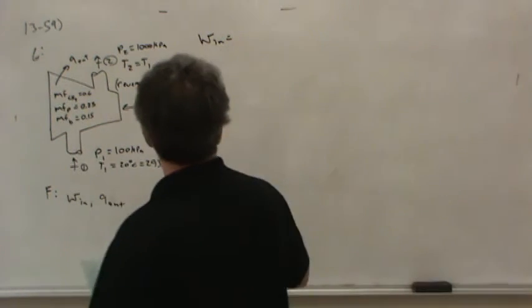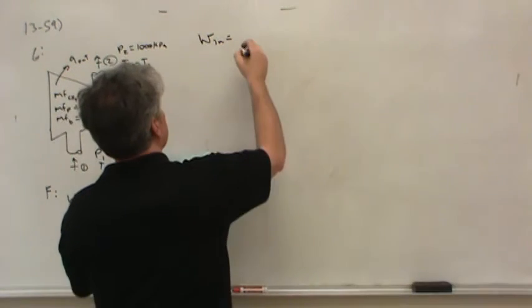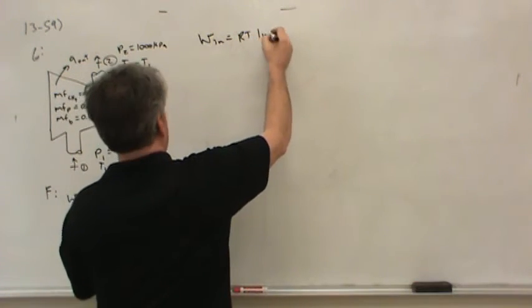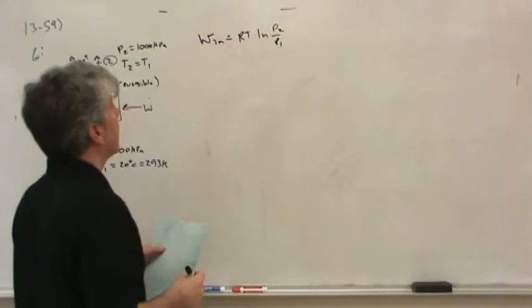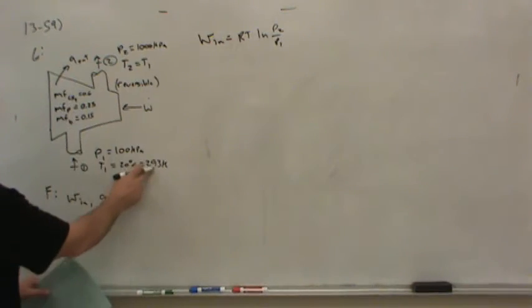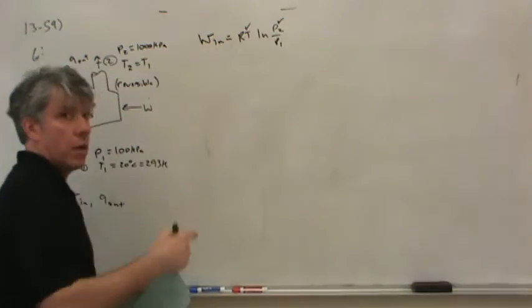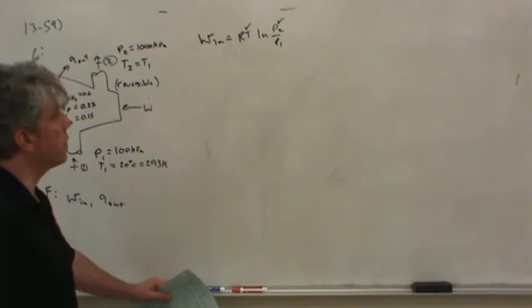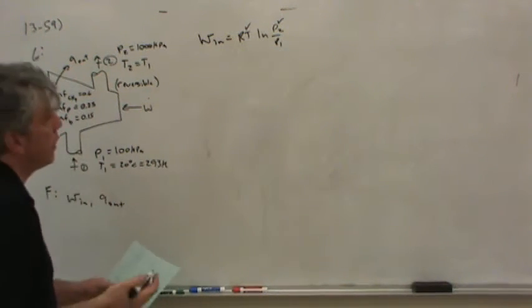It says that this work is RT natural logarithm P2 over P1. So we know the temperature, we know the pressures, the only thing we don't know is the gas constant. So this really is not that bad of a problem. If we just knew the gas constant of this mixture, we'd be okay.